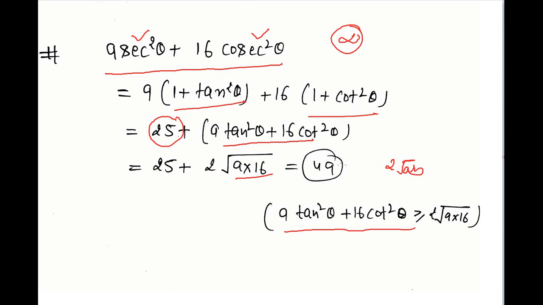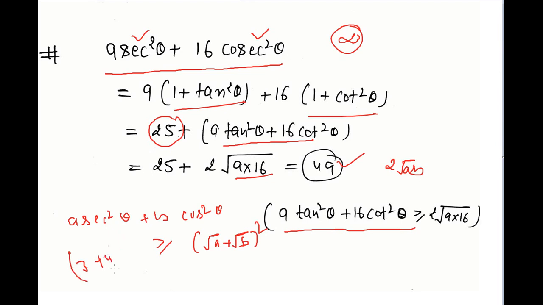24 plus 25 is 49. But a direct result is also there for the form a secant squared theta plus b cosecant squared theta, which is always greater than or equal to (root a plus root b) whole squared. What is a? 9. Root of 9 is 3. What is b? 16. Root of 16 is 4. 7 squared is 49, the minimum value of this function. This is the chapter we covered: maxima and minima in trigonometry.